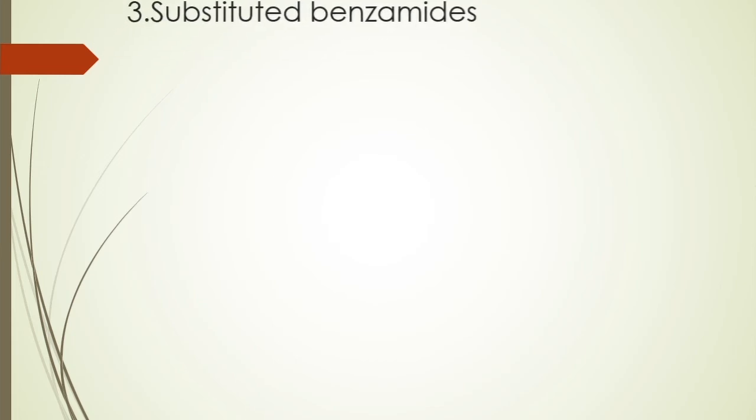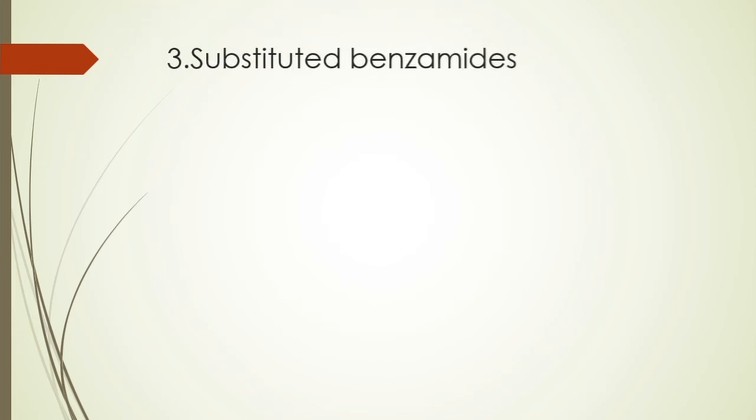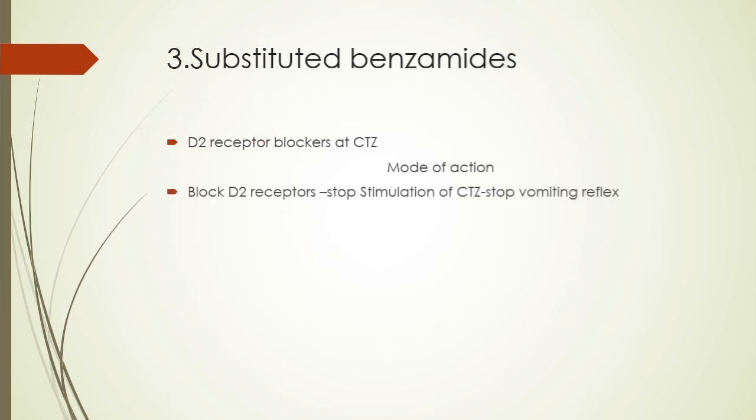Okay, here we have the third class of anti-emetic drugs, which is substituted benzamides. Substituted benzamides are also D2 receptor blockers at the CTZ. D2 means dopamine 2 receptor blockers. They block dopamine receptors at the CTZ, the chemoreceptor trigger zone, and stop its stimulation. In this way, there will be no vomiting reflex and there will be no vomiting. It includes only one drug, which is metoclopramide.